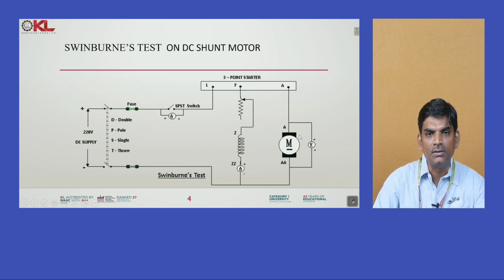Under no load condition, apply rated voltage. Just note down the voltage across the armature winding, how much current is passing through the field winding, and how much current is drawn from the supply. Just note down these three values. Based on that, we are calculating the efficiency of this machine.